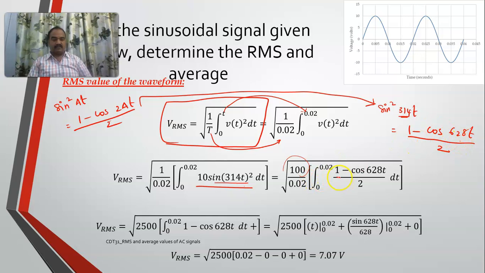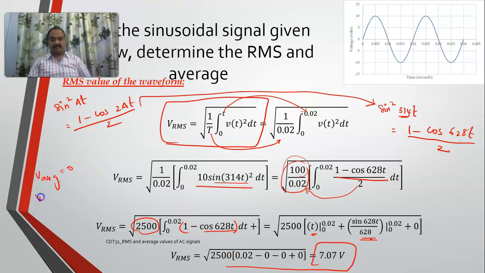I'll take this 2 outside. So 100 by 0.02, and the 2 also comes outside, so it becomes 2500. The remaining is 1 minus cos 628t. For 1, the integral is t, whereas for cos 628t, the integral is sin 628t by 628. If you substitute it, you'll get a value of 7.07. The average value we have already got as 0, whereas the RMS value is 7.07.